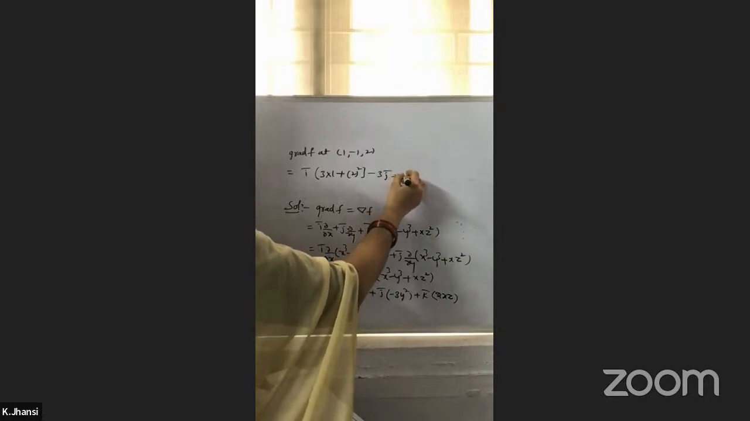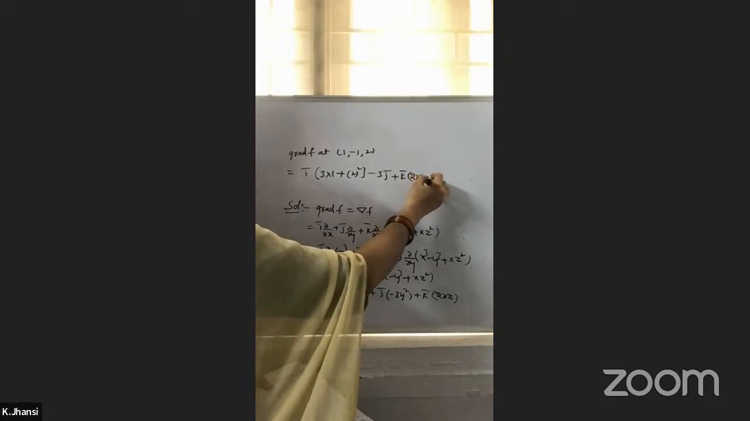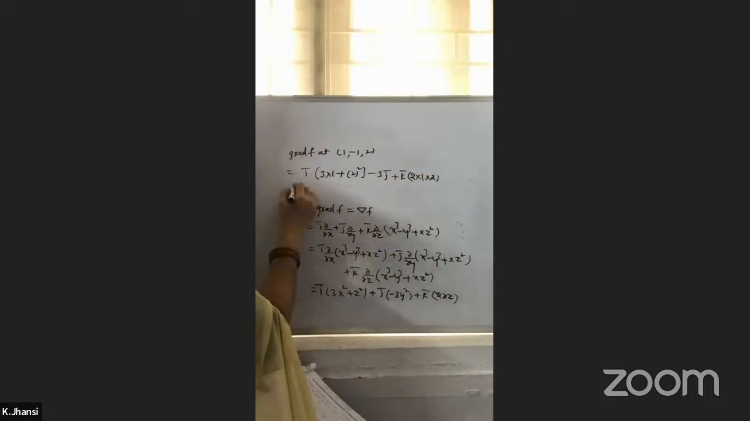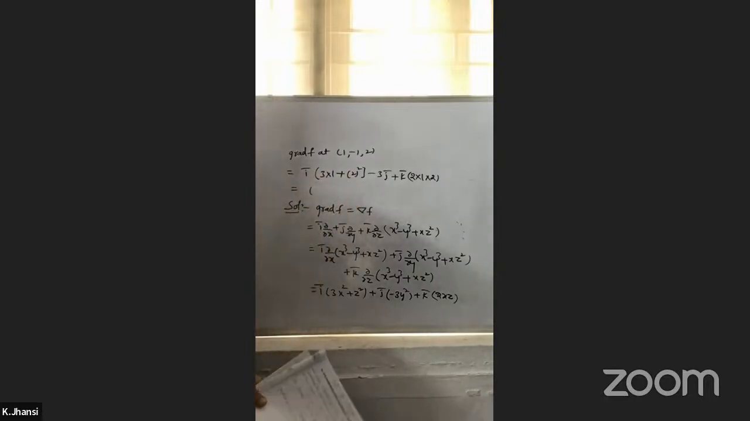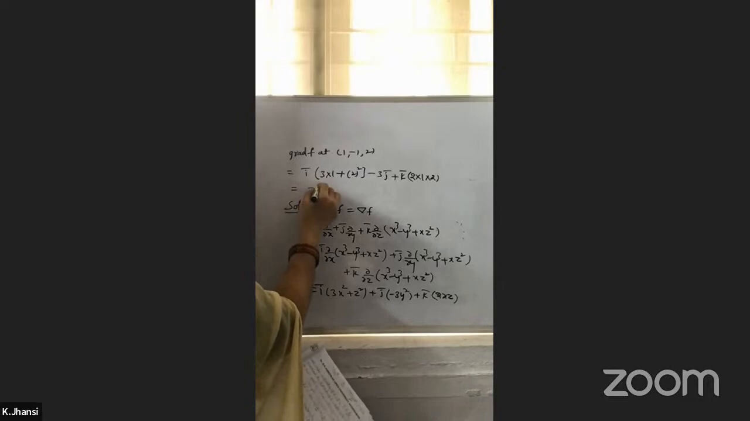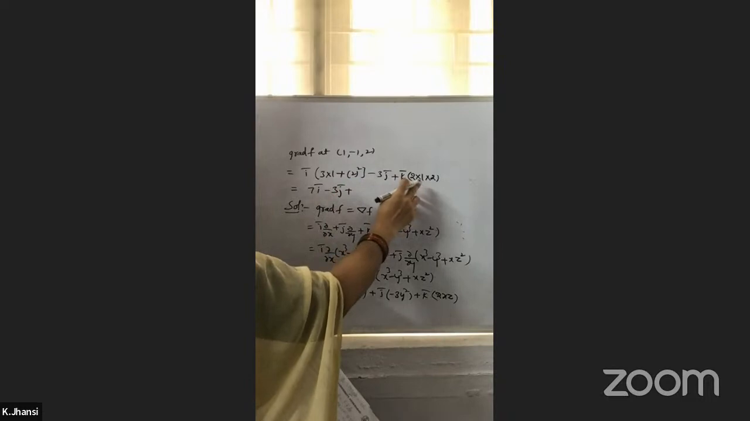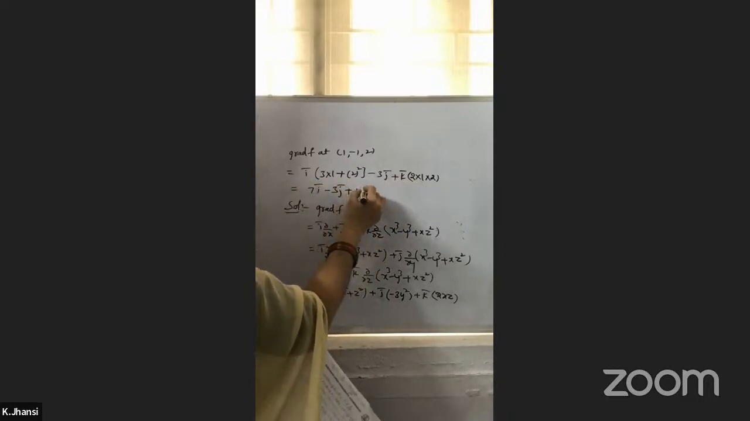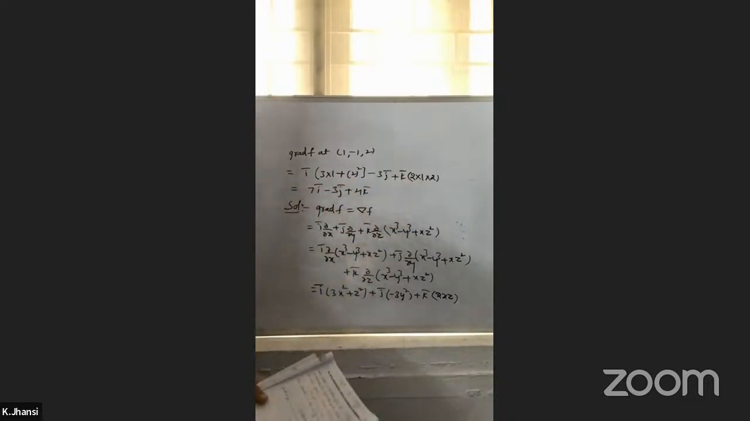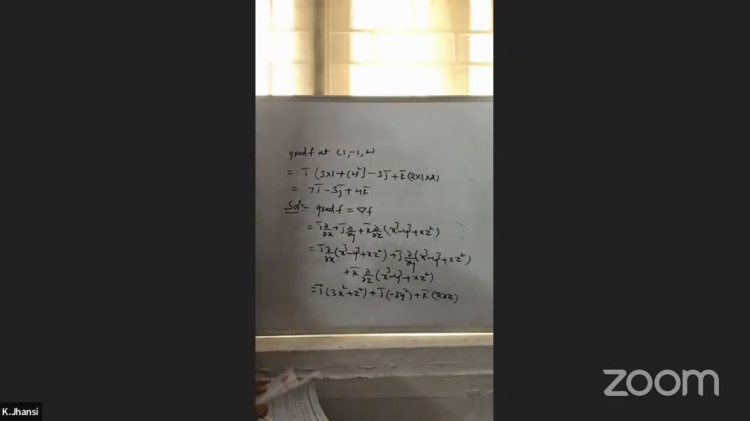Next plus k into 2 into x into z. The x value is 1, the z value is 2. So it is equal to 3 plus 2 square, which means 4. 3 plus 4 means 7. So 7i minus 3j plus 4k. Okay. This is the answer of the grad phi when one point is given.